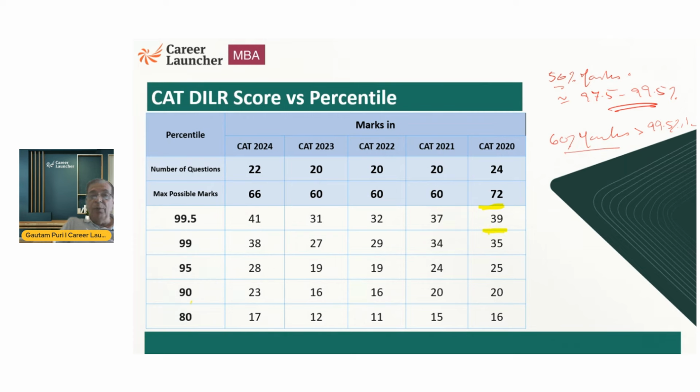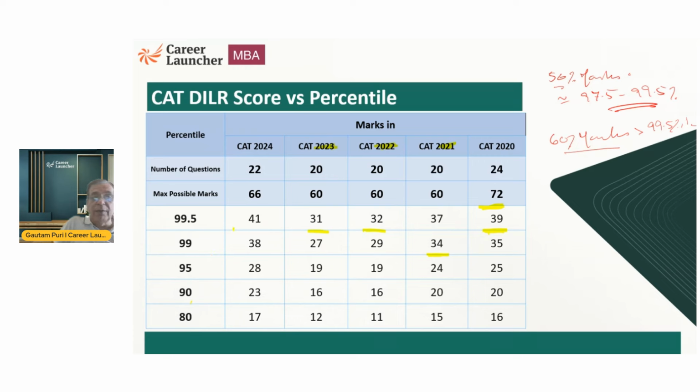Similarly, if you look at the next 3 years, CAT 23, 22 and 21, each of these papers had 20 questions or 60 marks, and 50% will be 30 marks. So where would you be with 30 marks? At 97.5 in CAT 21, at 99.1 in CAT 22, and at 99.4 in CAT 23. So for the same 50% marks, your variation was roughly 97.5, 98 to 99.5 in the last 3 years.